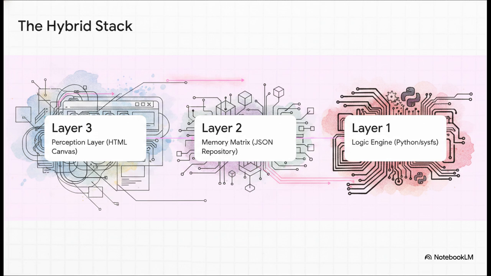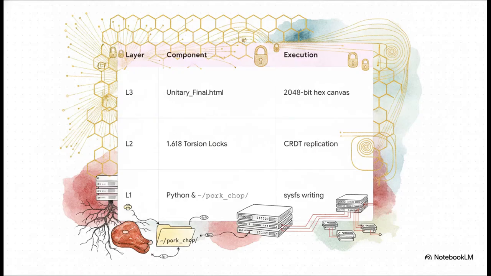Up at the top, we have Layer 3, the perception layer, which is an HTML canvas. Below that sits Layer 2, the memory matrix, built on JSON. And down at the absolute baseline is Layer 1, the logic engine, driven by Python natively interacting with the hardware itself. Now, what's really interesting here is how these slightly esoteric concepts are grounded in exact bare metal mechanics.